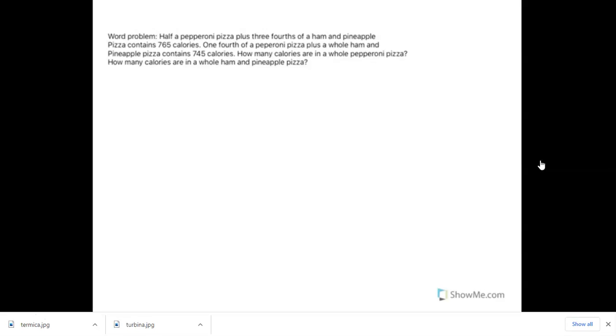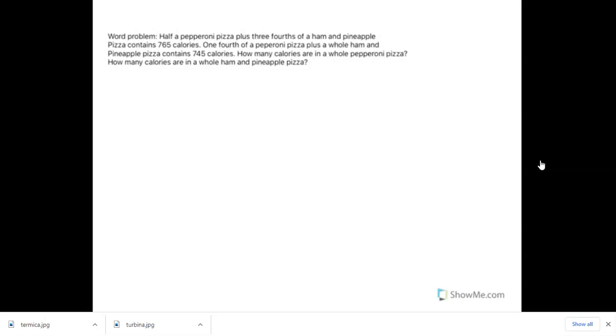The word problem says, half a pepperoni pizza plus 3/4 of a ham and pineapple pizza contains 765 calories. 1/4 of a pepperoni pizza plus a whole ham and pineapple pizza contains 745 calories. How many calories are in a whole pepperoni pizza? How many calories are in a whole ham and pineapple pizza? We don't know, but we know that the combination of them gives us certain calories. So we are going to follow the same 8 steps we have been following to solve equations by elimination.